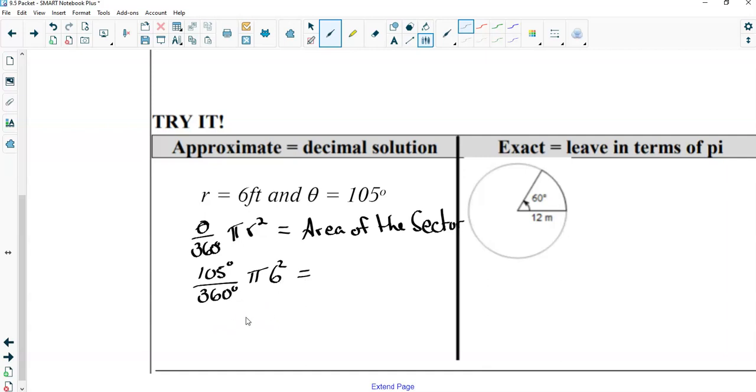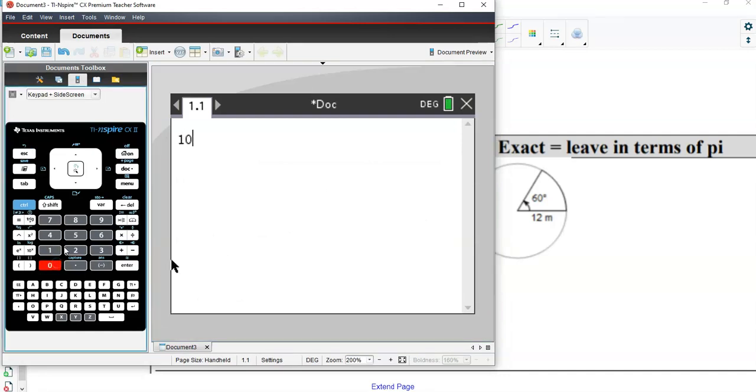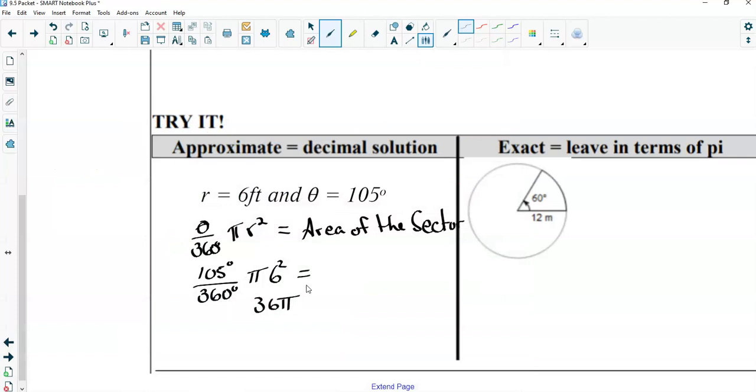So that's 36, I'm sorry, 36 pi times 105 divided by 360. If you take that and reduce it, 105 over 360 is 7/24. So 7/24 times 36 pi should give me an approximate, because we're going to approximate, right? So that's what I'm going to do.